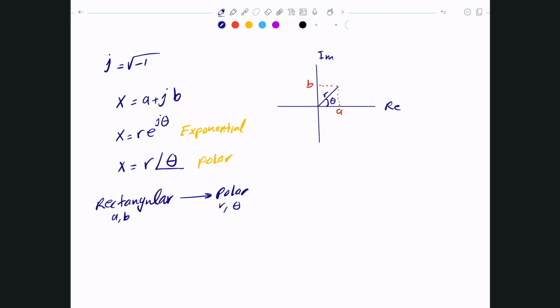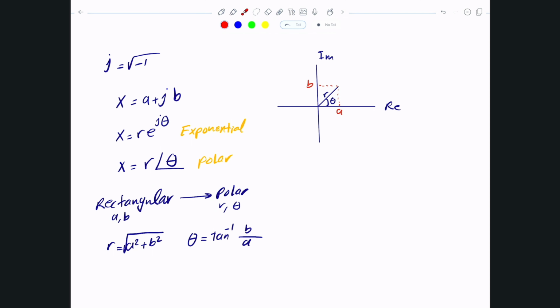How do we get these? Pretty straightforward. The amplitude, or magnitude, r is equal to the square root of a squared plus b squared. And the phase, or phase angle, which we typically refer to as theta or phi, is the inverse tangent of b divided by a, which is the imaginary number divided by the real number. So this is how you convert from rectangular to polar.